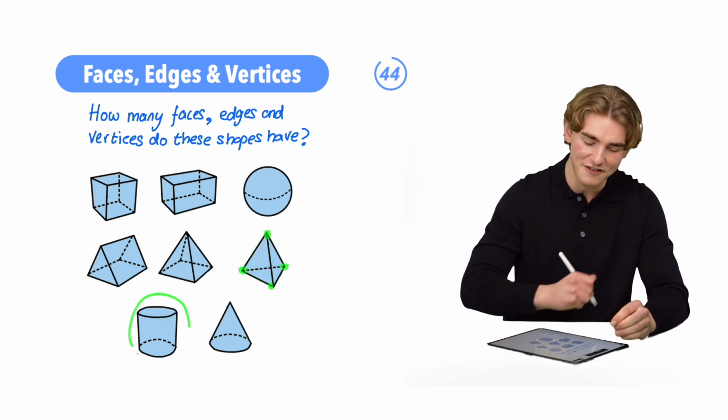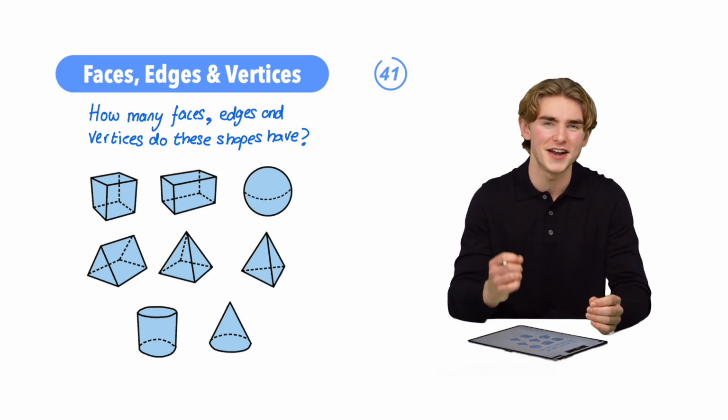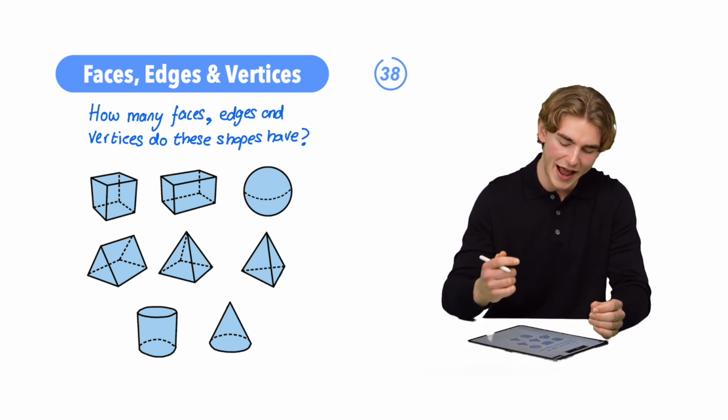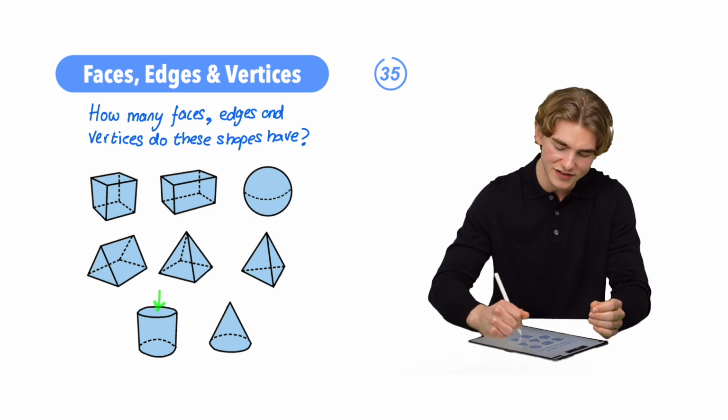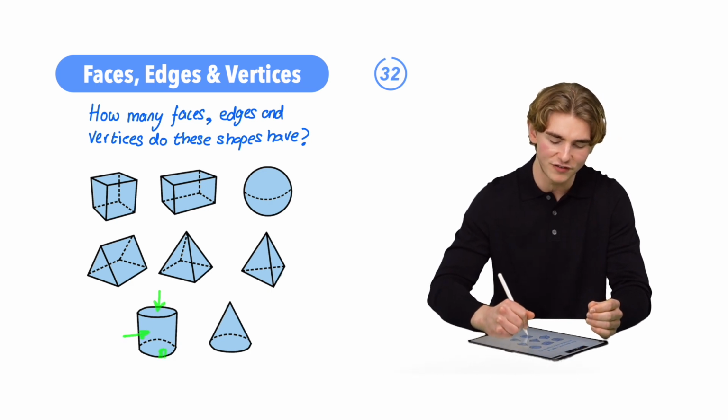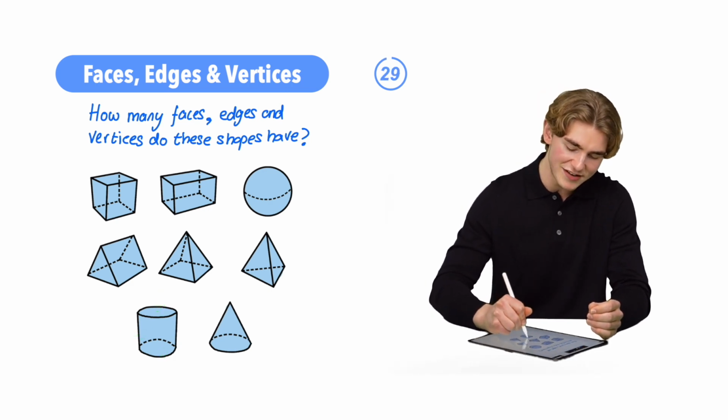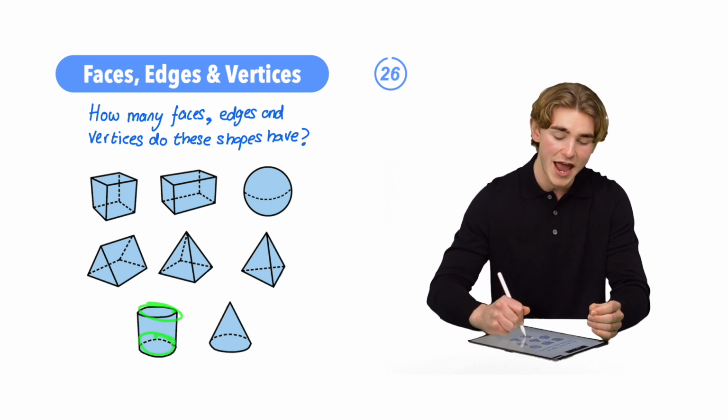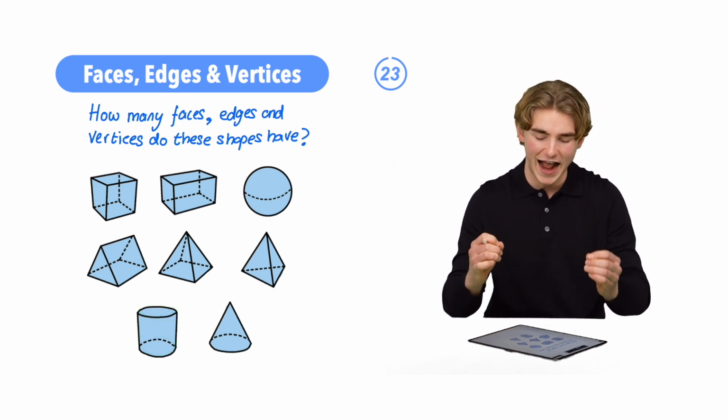Up next, we have our cylinder. Our cylinder is going to be another bit of a weird one. What are we going to have? We're going to have 3 faces. We have our top face, our bottom face, and we have our curved face around the side. We're going to have 2 edges. That's going to be our top edge and our bottom edge. And we're actually going to have no vertices at all.